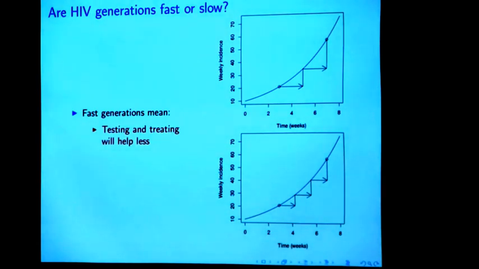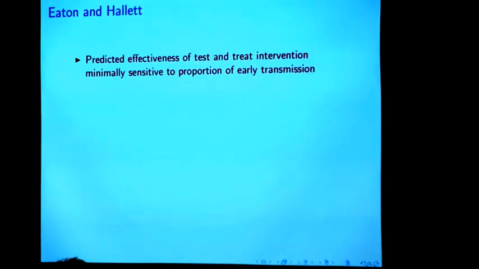And this was like the big debate in the question. And now it's not, because fast generations also mean lower epidemic strength, right? And so if the generations, we know little r, if the generations are fast, then testing and treatment doesn't reach as much of the transmission, but it also doesn't need to. And there was a very good and very involved, intricate, detailed paper by Eaton and Hallett, which showed that predicted effectiveness over a wide range of models is minimally sensitive to the proportion of early transmission, exactly the opposite of what people thought.